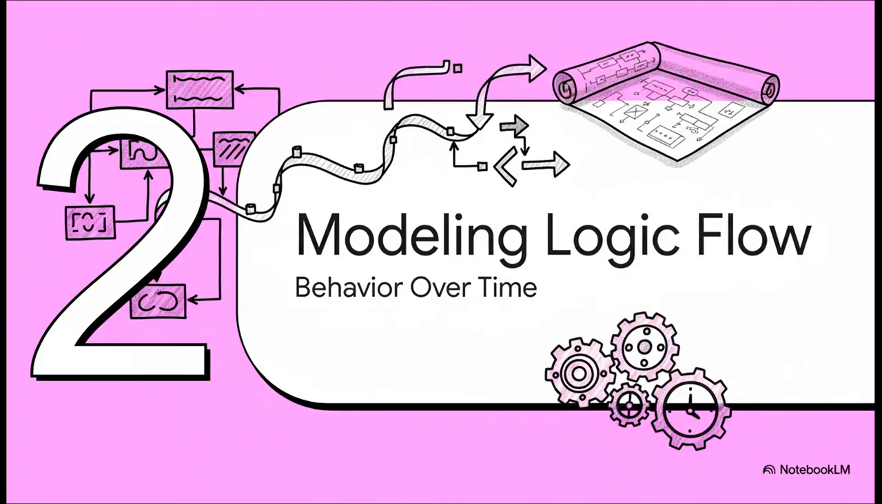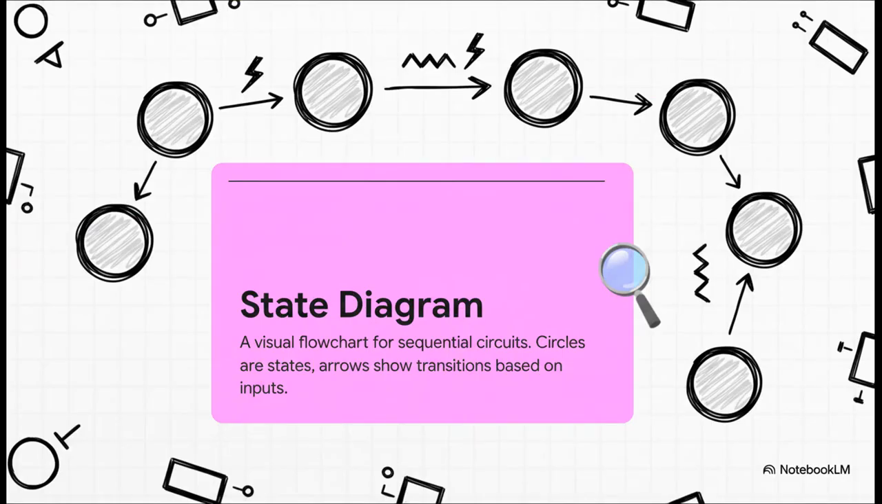Okay, so before you can even think about building one of these circuits that can remember things, you need a plan, right? A blueprint. So let's take a look at how we actually model the flow of logic over time. And our main tool for the job is this, the state diagram. It's actually a really elegant and powerful way to visualize what's going on. Each circle you see represents a possible state, a specific memory the circuit can be in. And the arrows? Those show how the circuit moves from one state to another based on the inputs it gets. It's basically a complete visual map of the circuit's brain.